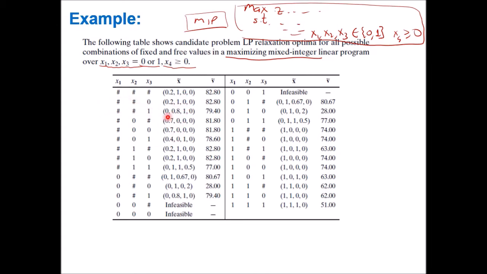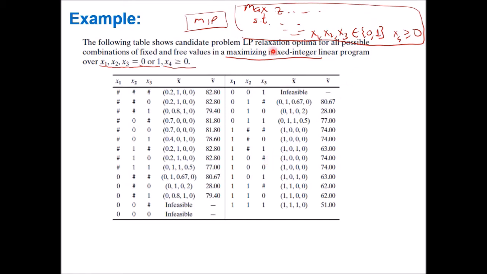It shows us all possible fixations of these decision variables, the integer restricted decision variables, and their corresponding solutions. Of course, before solving such a model in real life, no one has such a table. This is not from real life. This is just for demonstration purposes, because if you have this table, it means that you already solved the problem. You already know the solution of the problem.